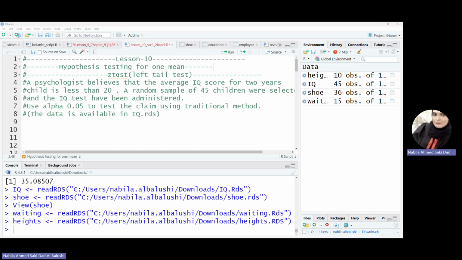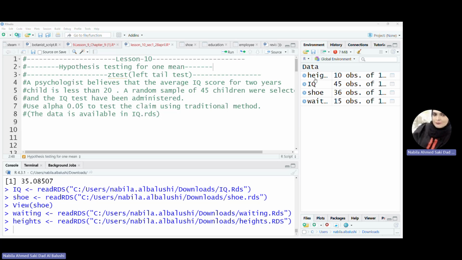First of all, let's start with the first example we have. A psychologist believes that the average IQ score for a 2-year-old child is less than 20. A random sample of 45 children was selected and the IQ test was administered. So use alpha 0.05 to test the claim using the traditional method or the p-value method. We can do both. The data is available in iq.rds.